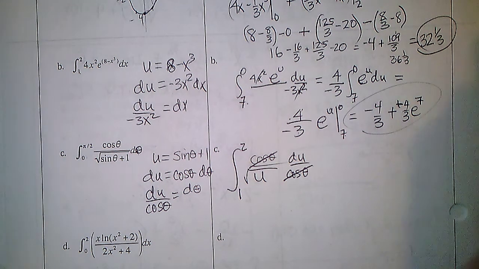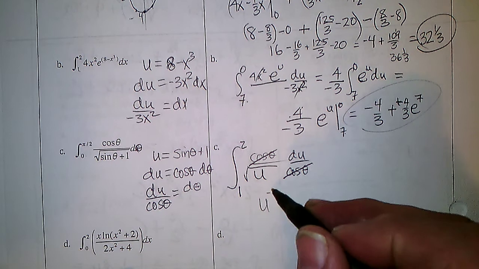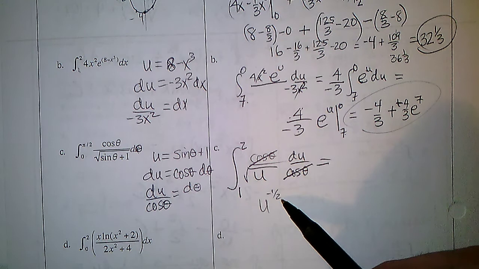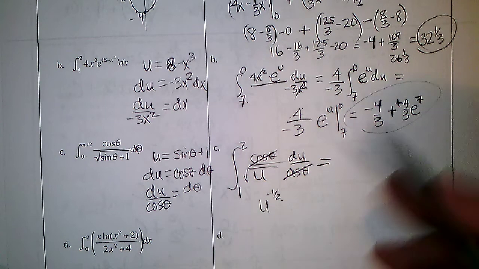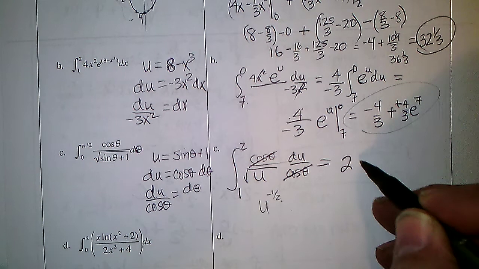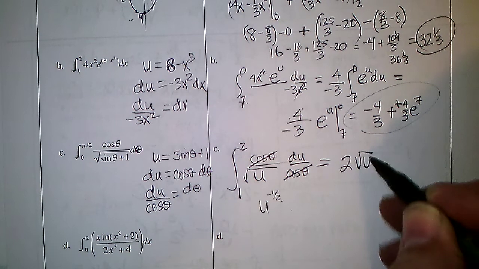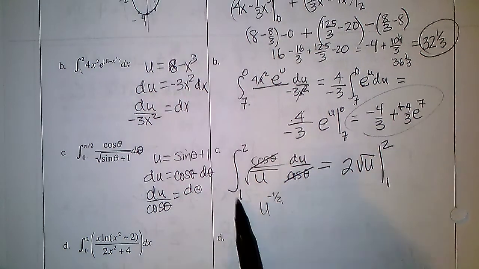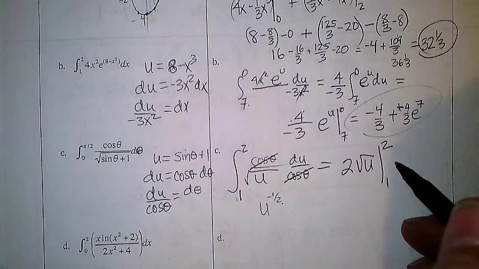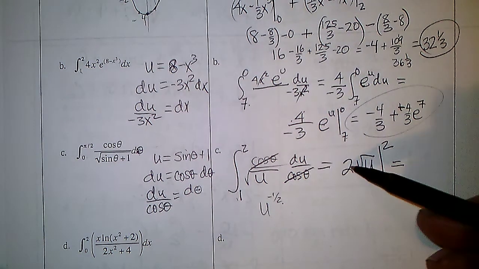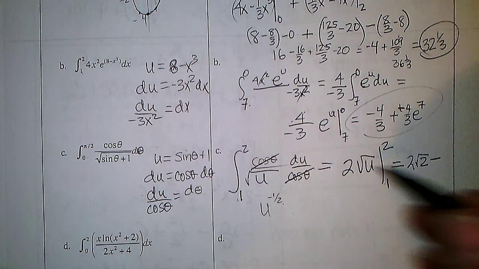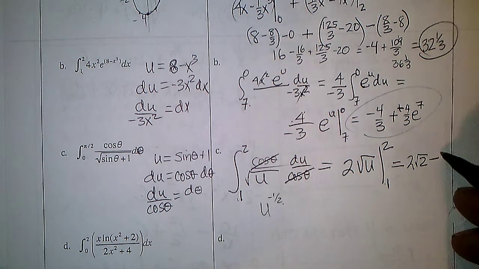So that's u to the negative 1/2. To integrate it, I'd increase the exponent by 1, which would be 1/2, and divide by 1/2, which would be multiplied by 2. So it's 2 times u to the 1/2, or 2 square root of u, evaluated from 1 to 2, since I've changed my limits here. So I'm going to get 2 square roots of 2 minus 2 square root of 1, which is just 1, so minus 2.